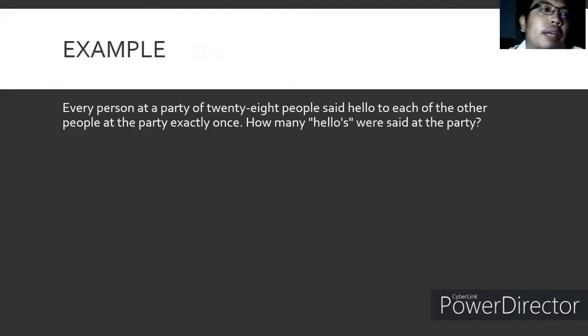Okay, let's have some examples now. Let's try to solve this given problem here. Let us say every person at a party of 28 people would say hello to each other exactly once. So we are asked how many hellos were said at the party.